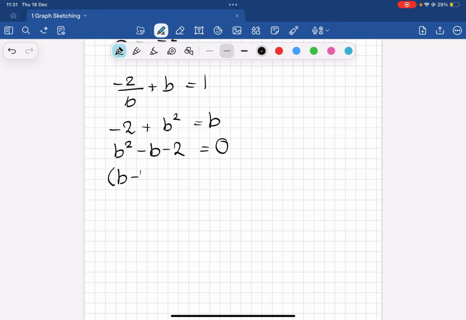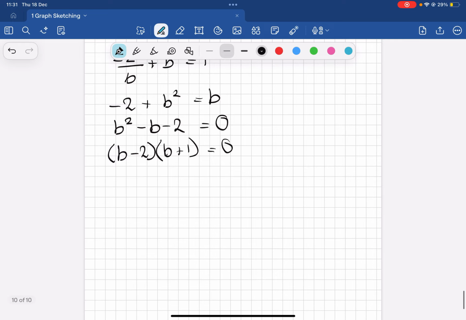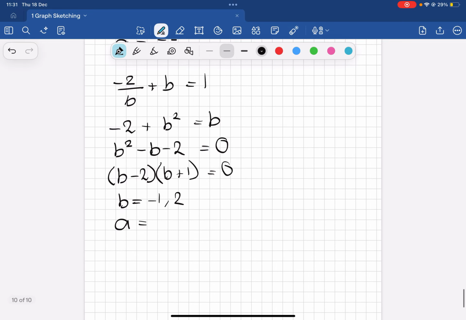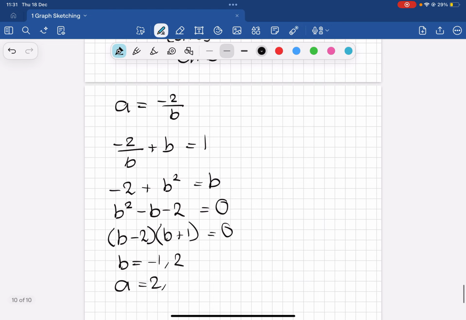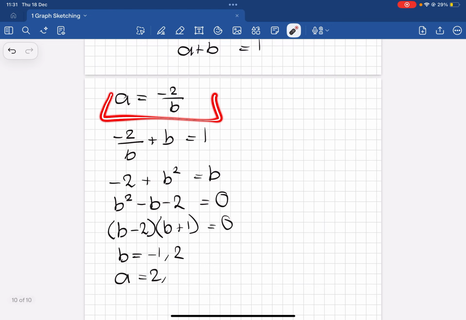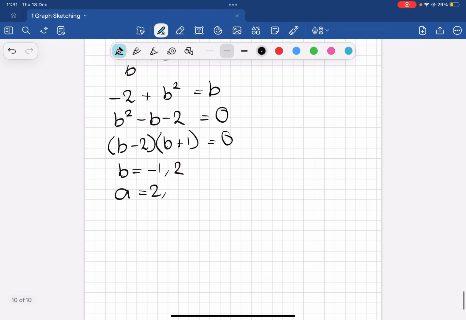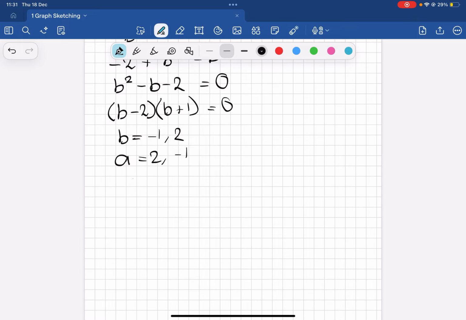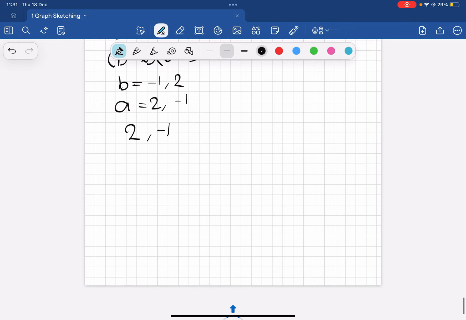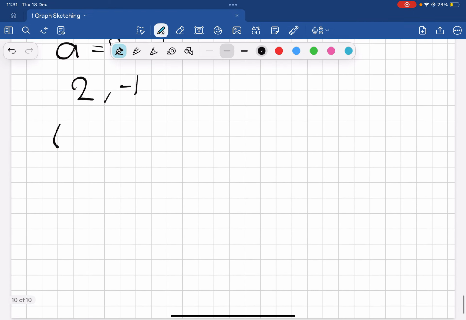Factorize. So we've got (b minus 2) times (b plus 1) equals 0. Well, we've got b equals minus 1 and 2. So when b equals minus 1, a equals 2. When b equals 2, put that into here, we've got a equals minus 1. So essentially we've got a pair of solutions which are identical. We've got 2 and minus 1. Let's sub that back into x minus a. Let's go on to the next page.